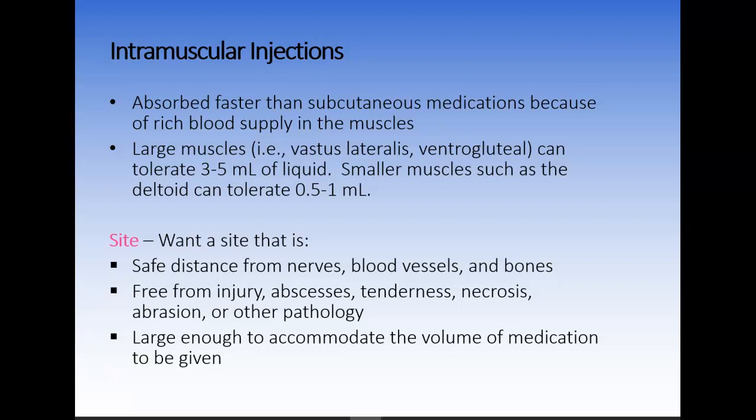The patient has to be free from injury, right? We don't want to inject into an area that has a major problem, abscesses or necrosis or any other cuts or abrasions or anything else that's happening. And then it has to be large enough to accommodate the volume of the medication.